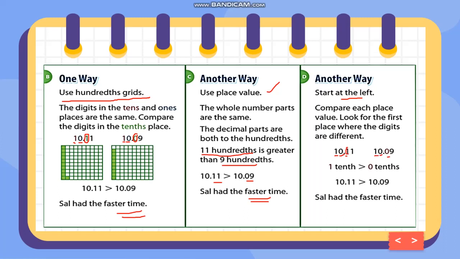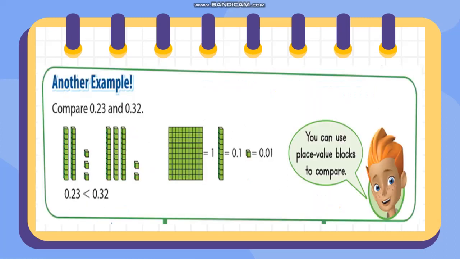So we have 1 here and 0 here. It means 1 tenth is greater than 0 tenths. So 10.11 is greater than 10.09. It's the same answer: Sal had the faster time.